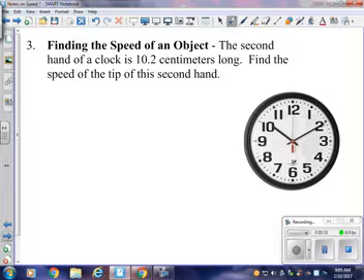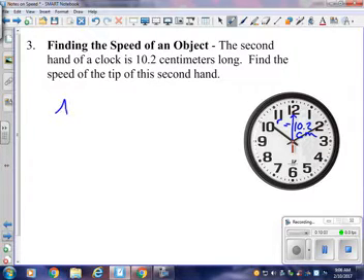All right, the speed of an object. We have a second hand on this clock, and this particular clock looks like it has a little bit of a second hand past here, but that's just to help balance the hand. The second hand is just this much of it. It says the second hand of a clock is 10.2 centimeters. So that happens to be our radius. It says find the speed of the tip of this second hand. So we'd like to know how fast the tip's going around the clock.